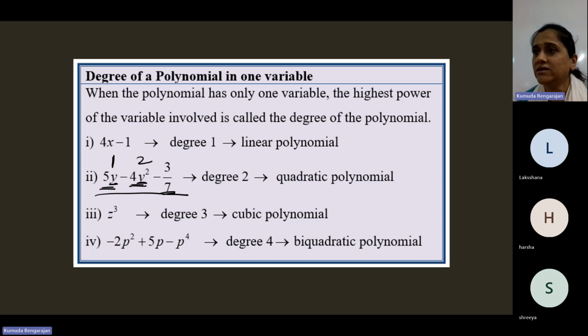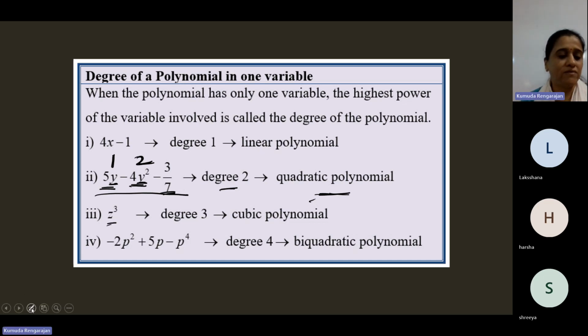How do you find the degree? The greatest of the powers involved, right? So you have power 1 here in the first term, power 2 here in the second term. And 2 is the greatest power. So that means the degree is 2. So it's a quadratic polynomial. If the degree of the polynomial is 2, it's called a quadratic polynomial.